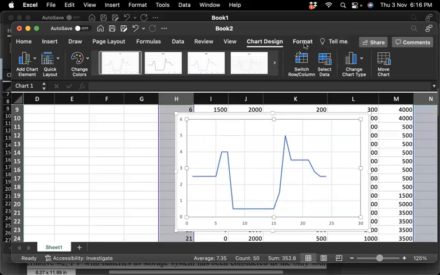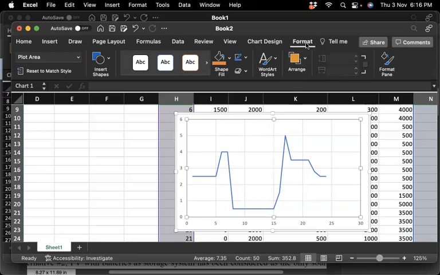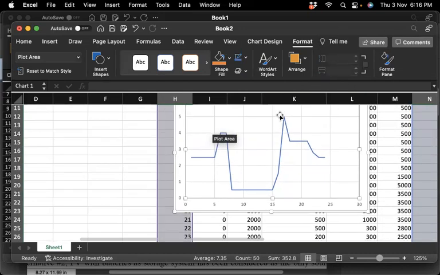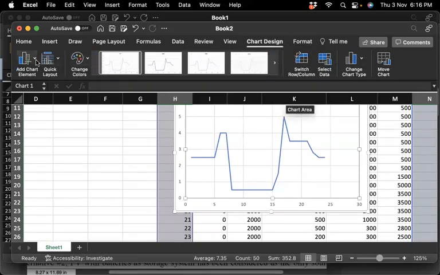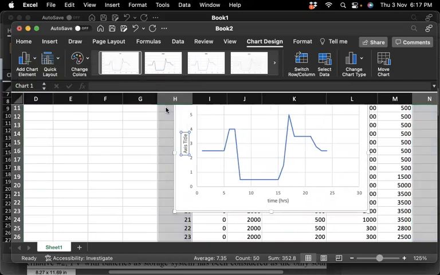I just need to remember how can I make a title for this chart design. Yes, so here, add axis title. So this is primary horizontal. So this is time in hours. Sorry, so this is time in hours. And let's do it similarly for the y-axis. This is power in kilowatt. So this is simply how it works.